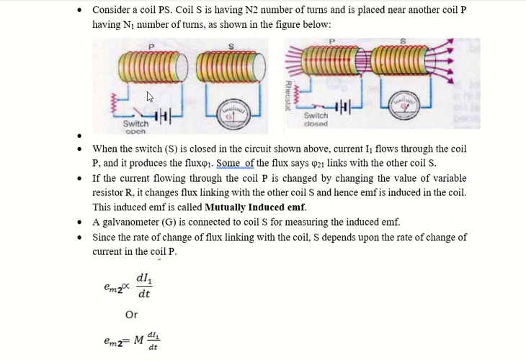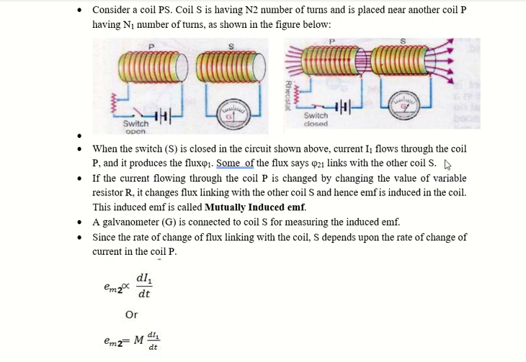That is, phi1 is linking with P coil and a portion of flux phi1 linked with S. That means phi21. Phi21 means flux linked with the second coil due to current in first coil. That is why it is denoted as 21. 2 is flux linking with the second coil. 1 means due to current in first coil.